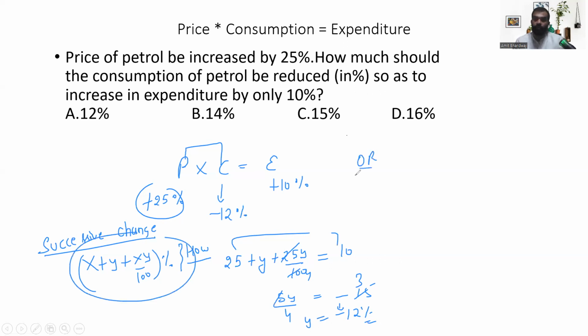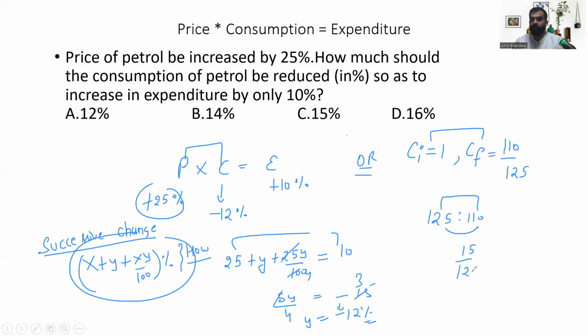Or what we can do, listen carefully. Initial consumption, let's say 1. So what is the final consumption? We all know final consumption is final expenditure, which is 110, divided by the price, 125%, which is 125. If you compare initial and final, the ratio will be 125 is to 110. From here you can also find out there is a change of 15 in 125, which is 15 times 100 by 125, so there is a change of 12%. So we can also apply this method.